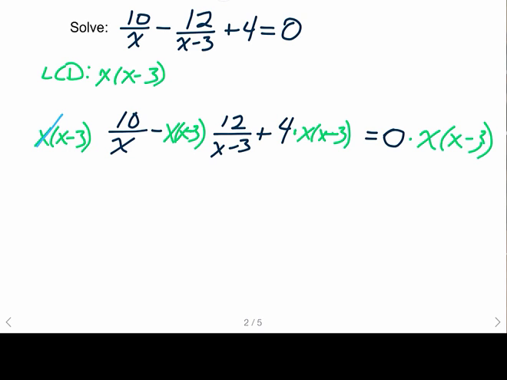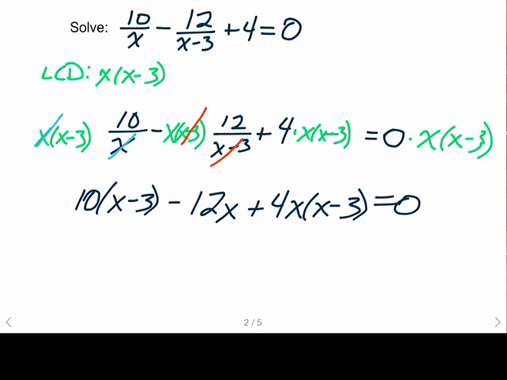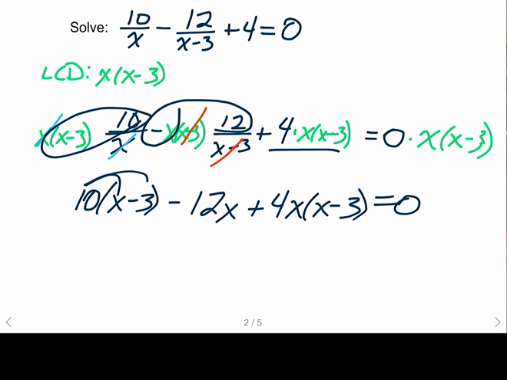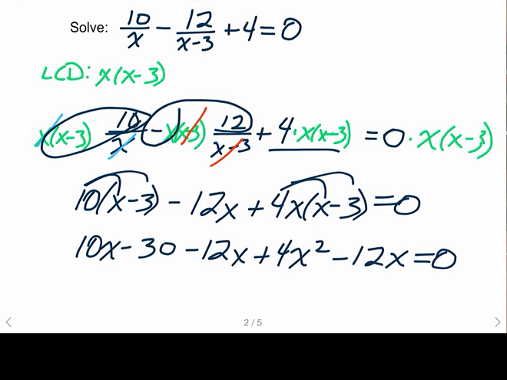Dividing out the factors that will divide out in each term is going to leave me with 10 times x minus 3 for the first term, 12 times negative x, if you like, for the second term, so minus 12x. And then we have the 4x times the quantity of x minus 3 is equal to 0. So it looks to me like we need to clear the parentheses where they exist, so I'm going to distribute, after which I end up with 10x minus 30 minus 12x plus 4x squared minus 12x is equal to 0.